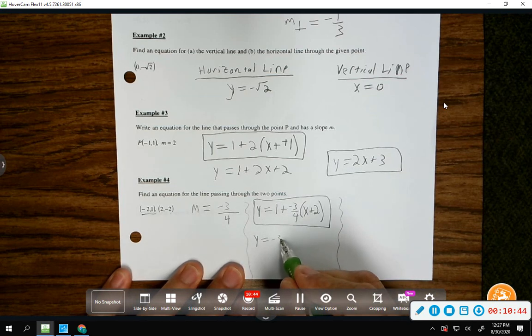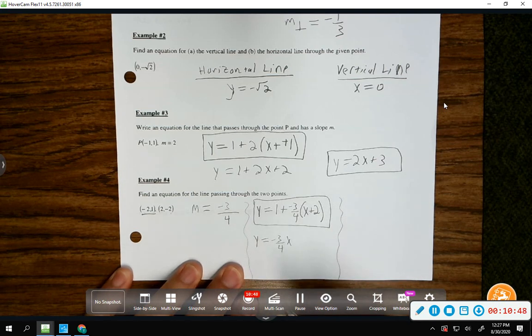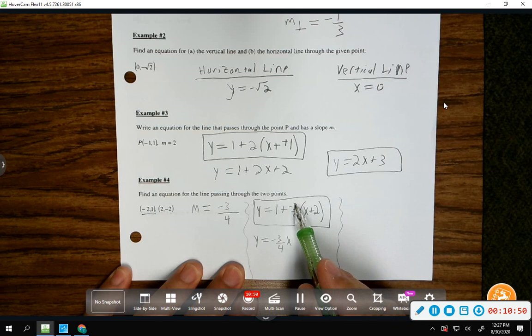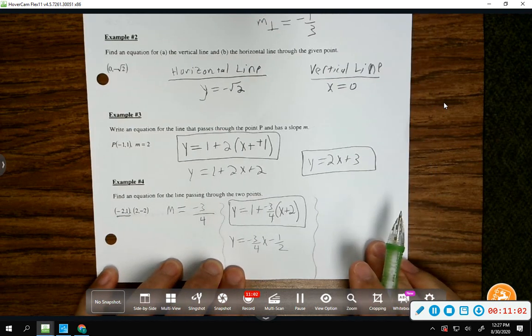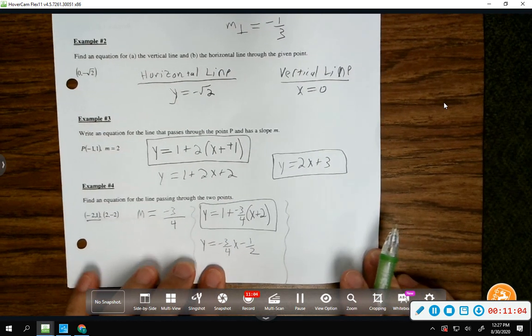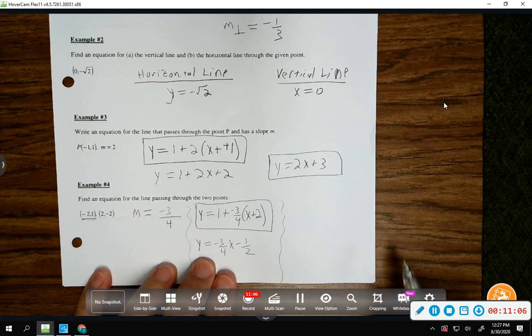It's negative 3/4 x. Okay? And if you have to write more down, that's okay. But look at negative 3/4 times 2, that's negative 3/2. Negative 3/2 plus 1 is going to be negative 1/2. Okay? Fractional work, you just got to keep practicing it. That's how you get better at dealing with fractions.